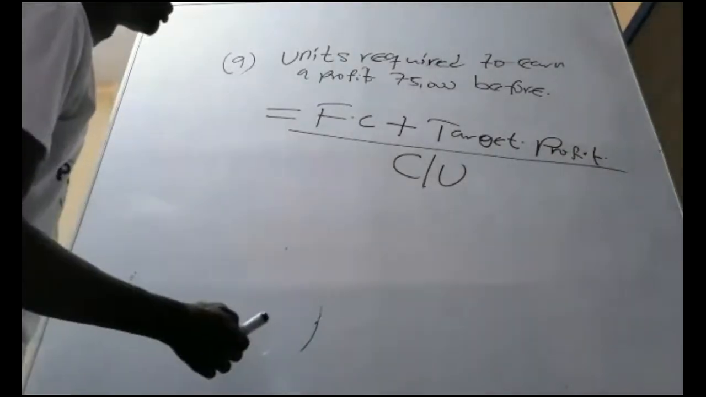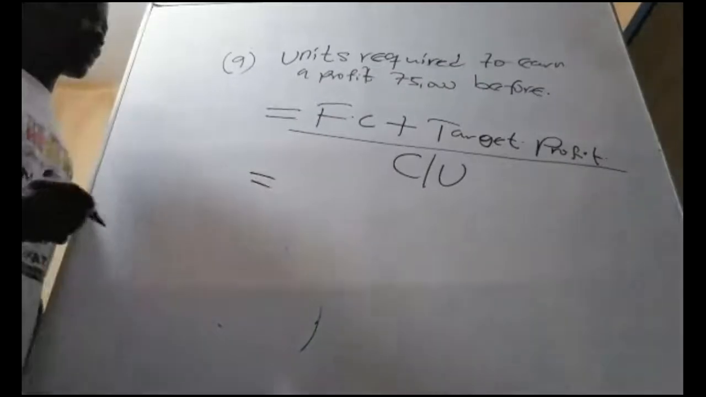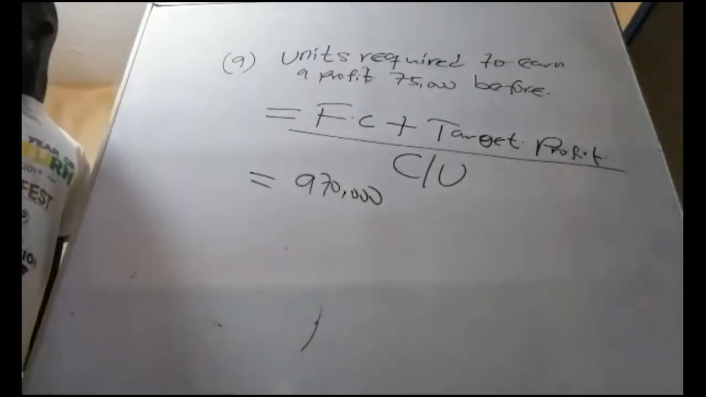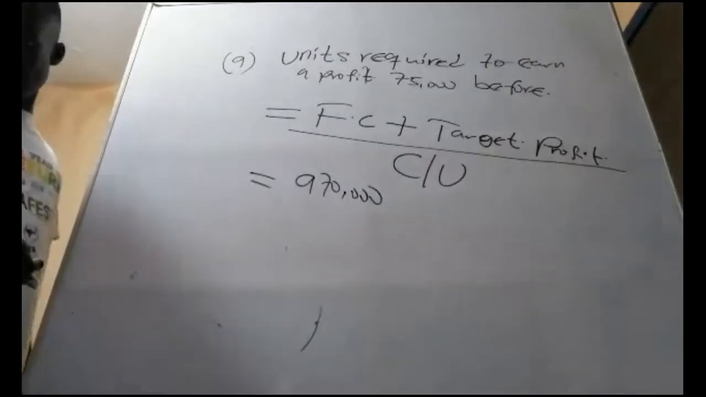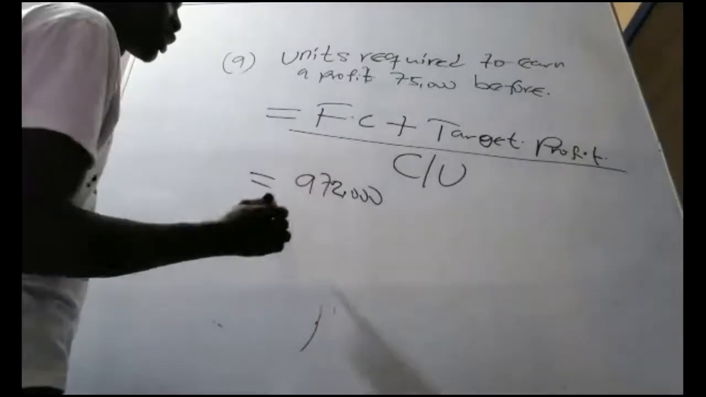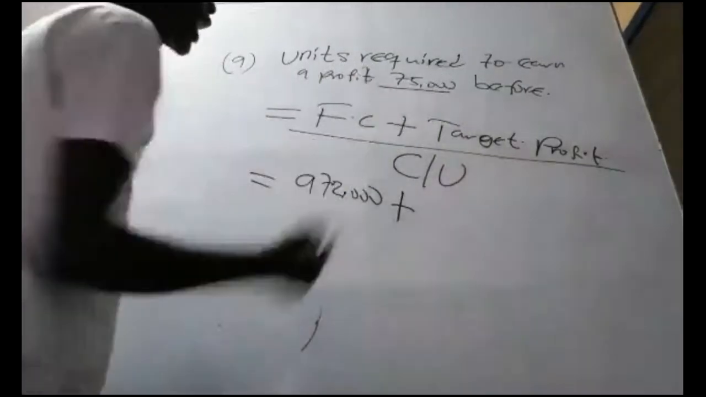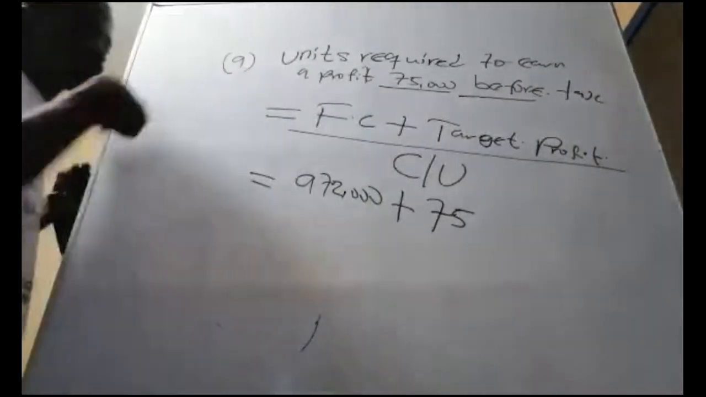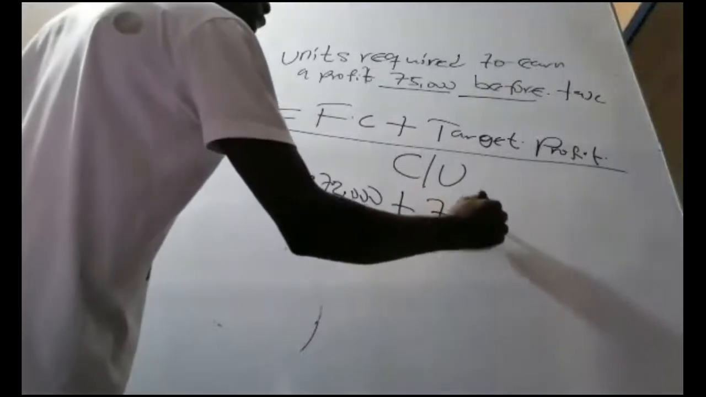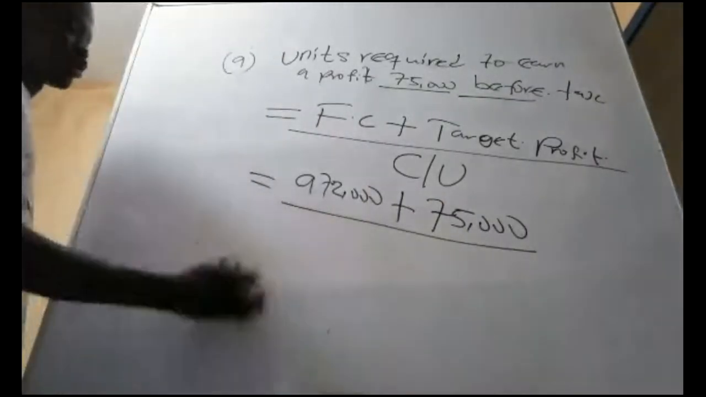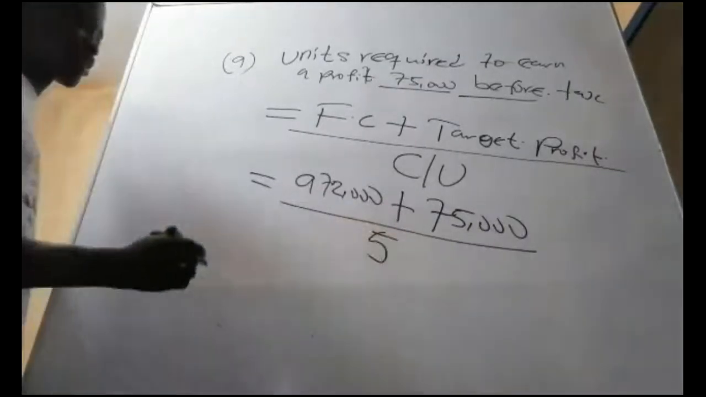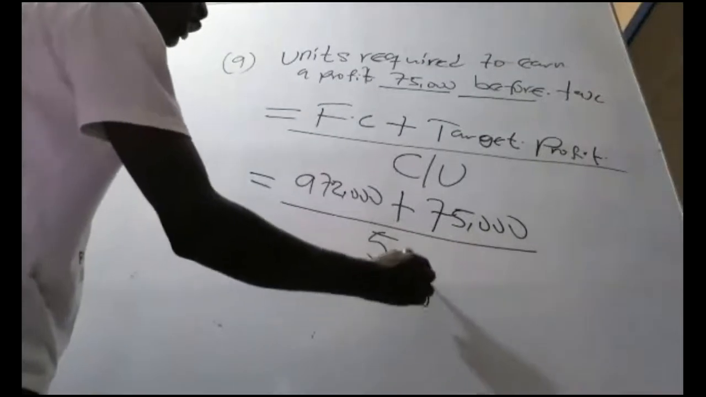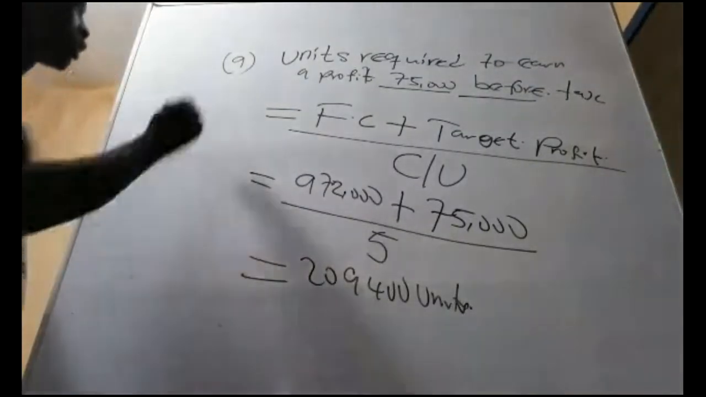So that is it. Now, what we do is this. What's the fixed cost? 970,000, right? Or 972,000? Good. So 972,000 plus the target profit of 75,000. There's no need for you to find before tax because it says before tax already. So that's what we want. All divided by the contribution per unit, which is 5 Ghana cedis. So therefore, what will be the answer? 209,400 units. Good.